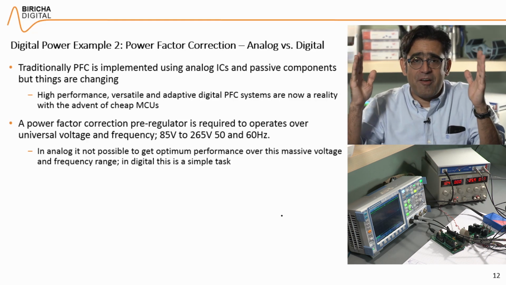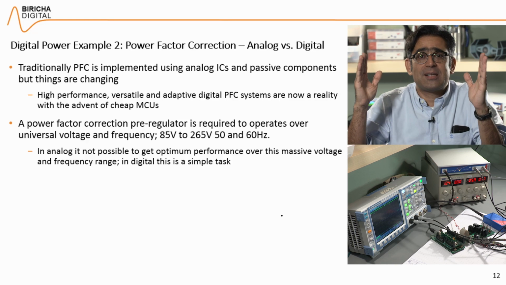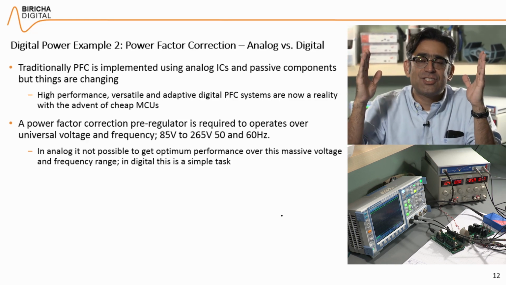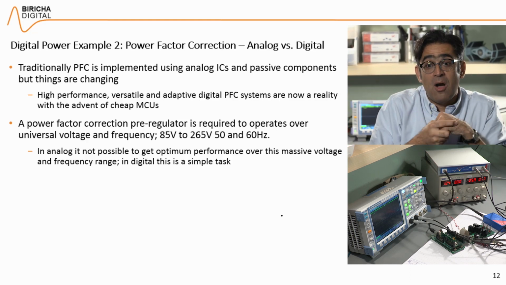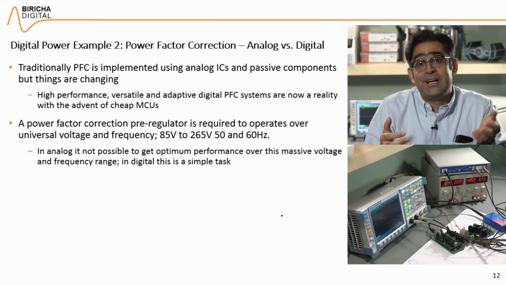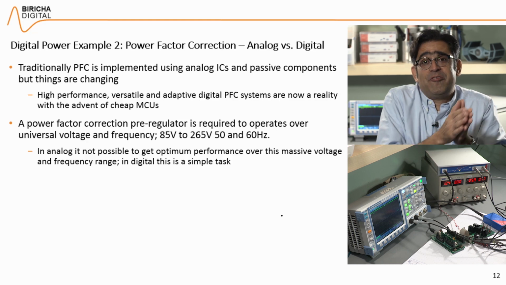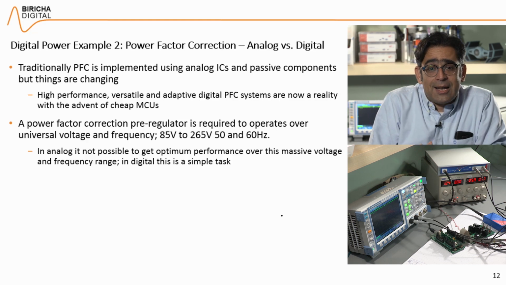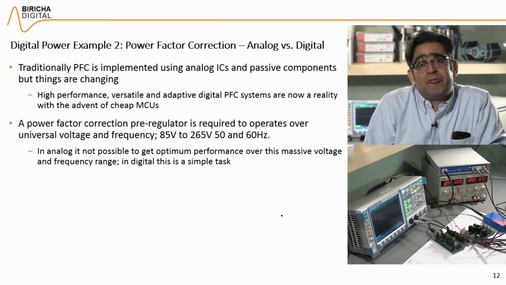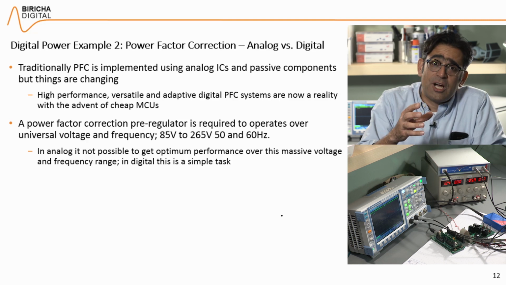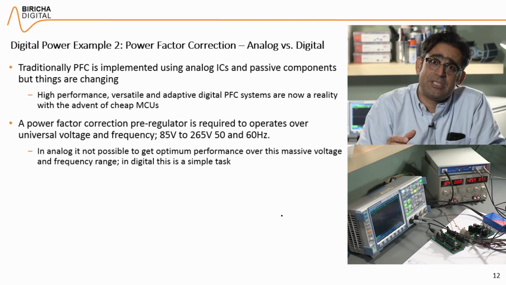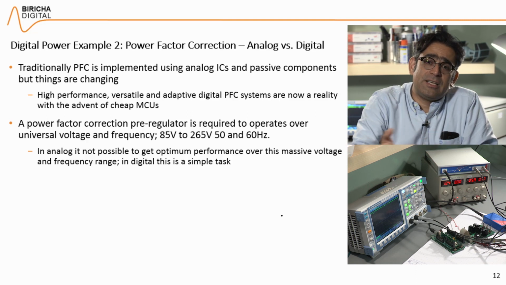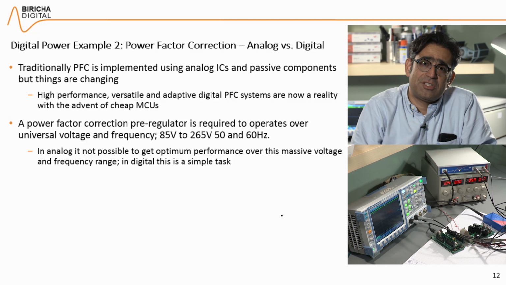Now, it is very, very difficult to get an analog power supply to have such a massive line voltage range and still operate properly. Also, please note that, as I mentioned earlier, the frequency changes. So you can go from 50 Hertz in certain countries to 60 Hertz in other countries. Again, in analog, it's not possible to get optimum performance when you go, let's say, to the United States. If you've designed your power supply to operate at 230 volts for Europe, you go to the United States and you plug it in, suddenly the voltage is 110 volts and the frequency is 60 Hertz.